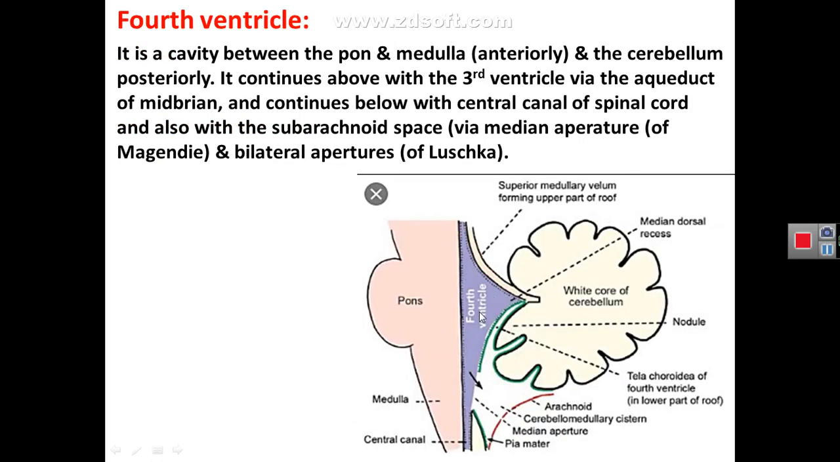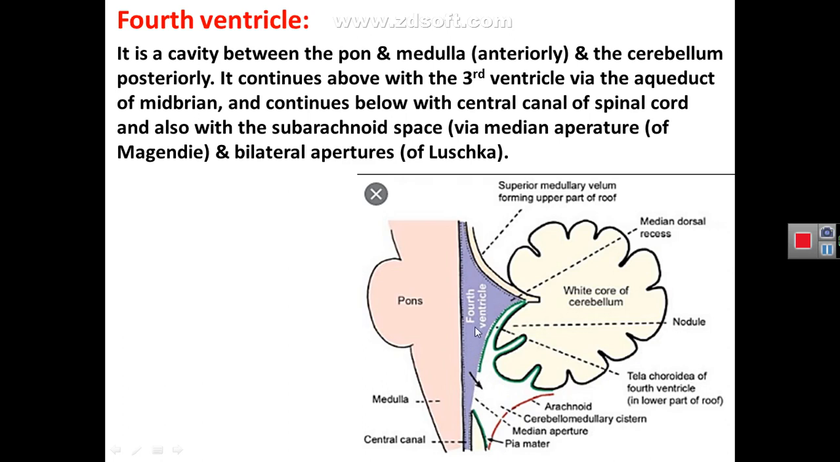Now we will describe the fourth ventricle. Of course, the fourth ventricle is a single cavity. It is bounded anteriorly by the pons and upper medulla, which is the open medulla, while the fourth ventricle is bounded posteriorly by the cerebellum. The fourth ventricle continues above via the aqueduct of midbrain with the third ventricle, and inferiorly the fourth ventricle continues with the central canal of the medulla oblongata, then the central canal of the spinal cord.